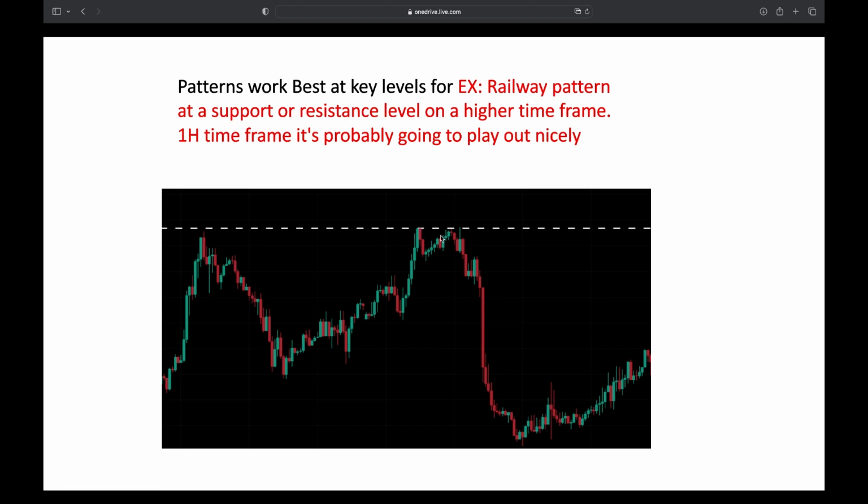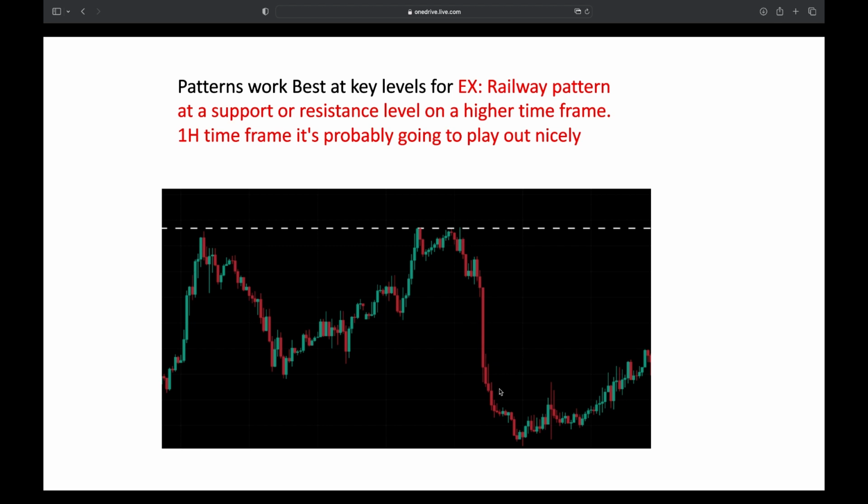Key levels, see this white dotted line? That is resistance. How I know? Because the market came up and rejected in the past. So when it comes up to this level, I expect it to reject again. And this time I got confirmation because I got rejection at this key level and I got a double top. That's a powerful setup. And what the market did, it came back and retested and then it dropped.